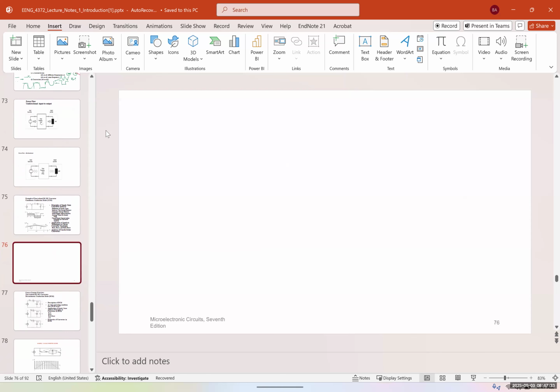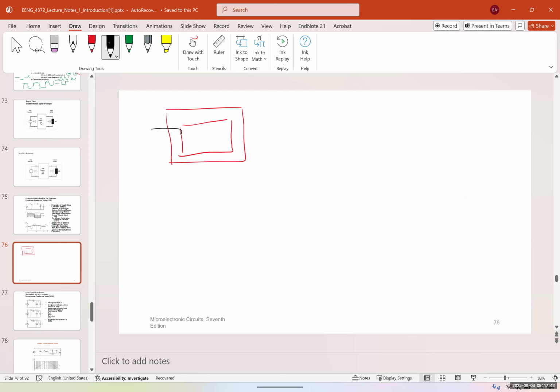So we learned that we cannot use a transformer to convert or to amplify DC. Then how can we amplify a DC signal? How can we regulate a DC voltage? And I'll give you a practical example.